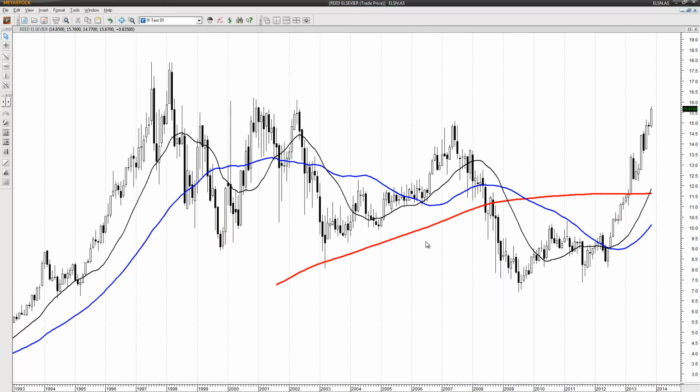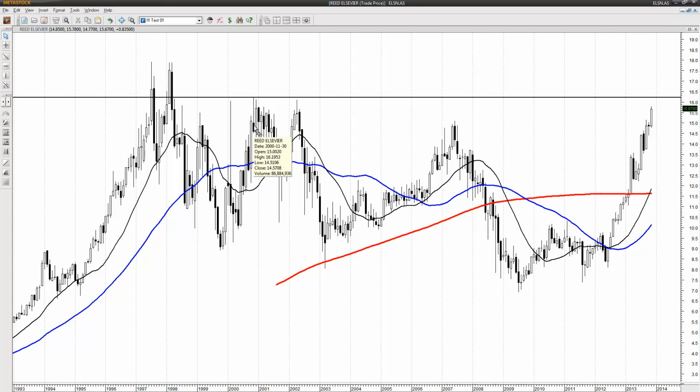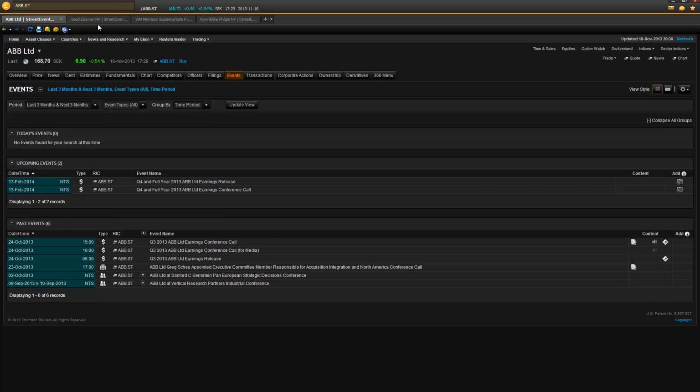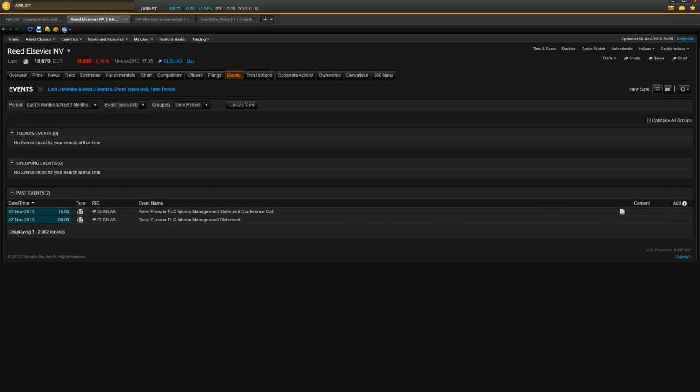That's Reed Elsevier, a Dutch company. I use this high peak from the year 2000. That's the highest of the peaks, and the exact level for that one is 16 and 19 cents. That's the level I'm going to use. Check for earnings. No earnings coming up.